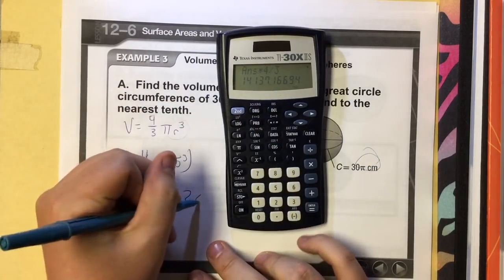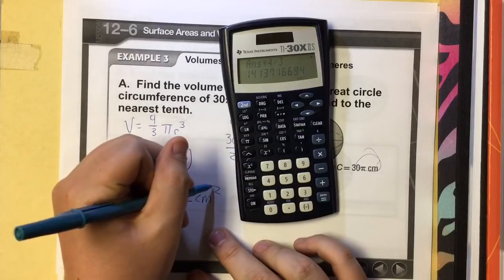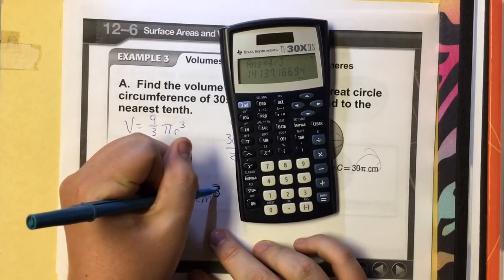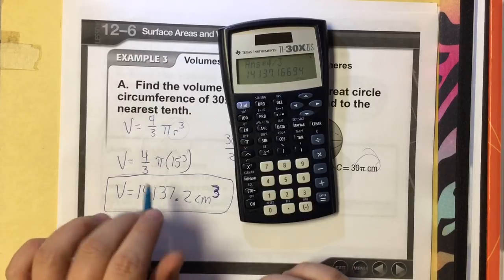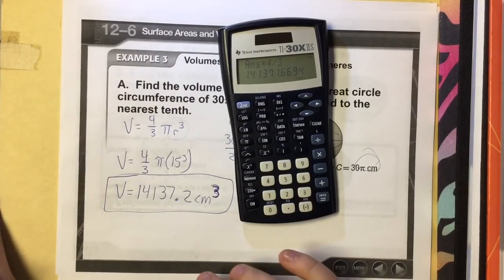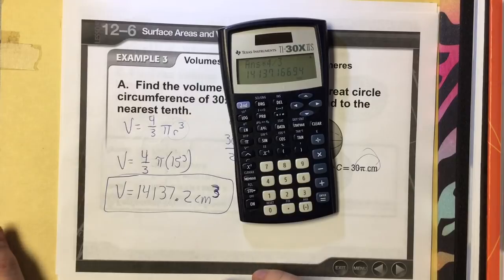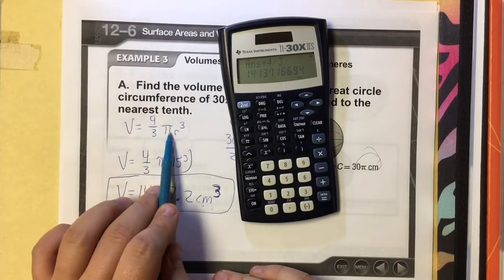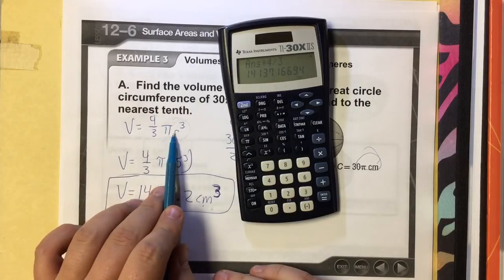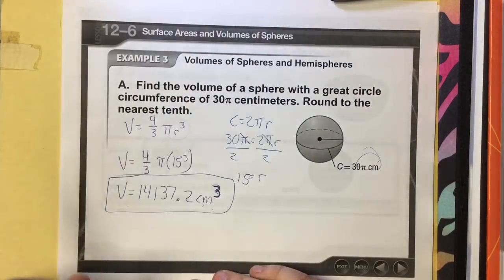Since this is in centimeters, my volume is in cubic centimeters. I almost mislabeled that. Volumes are in units cubed. Areas in square, volumes in cube. So since this is a volume, it's in cubed units. That's because it was centimeters times centimeters times centimeters right here. Centimeters cubed.